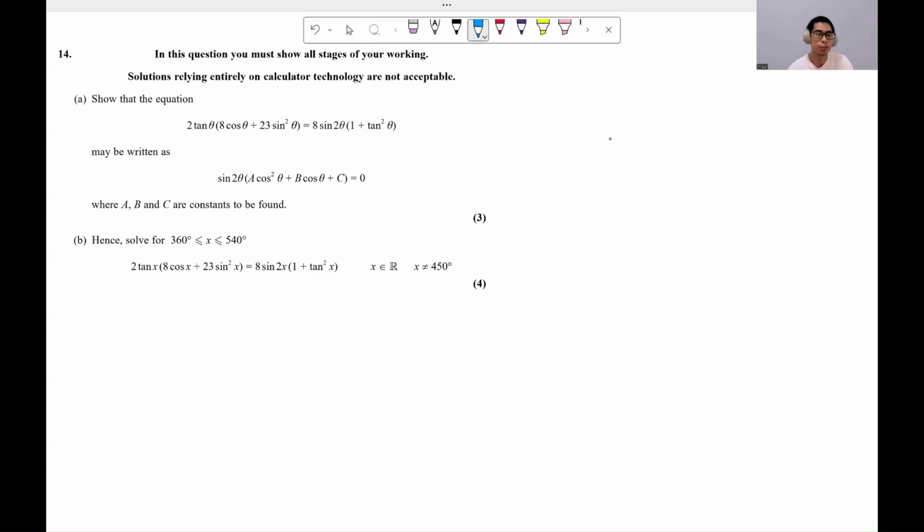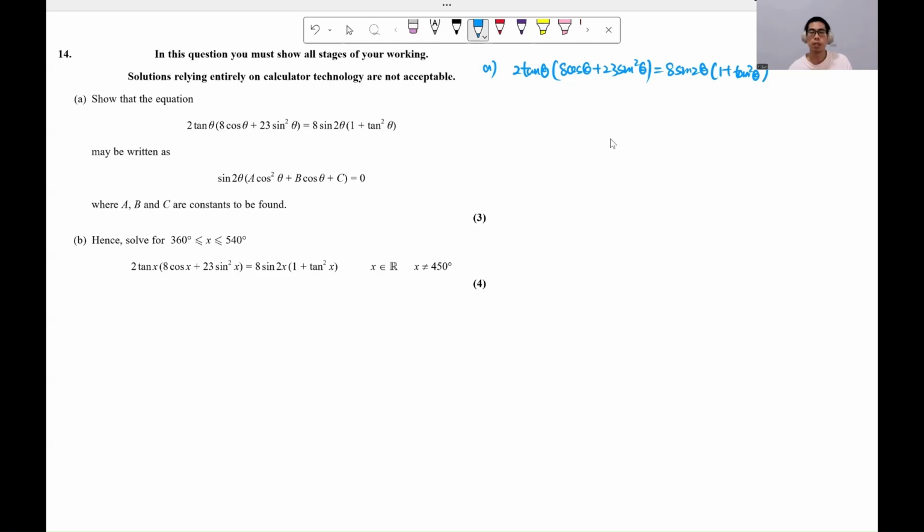Question 14. Part A: show that the equation 2 tan theta times (8 cos theta + 23 sin square theta) equals 8 sin 2 theta times (1 + tan square theta) may be written in this form.